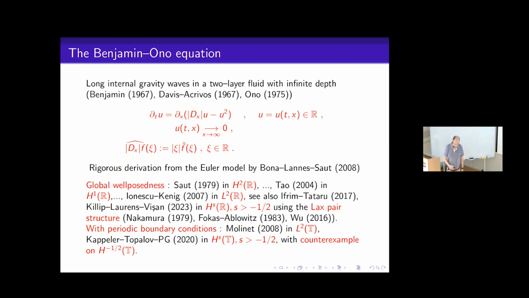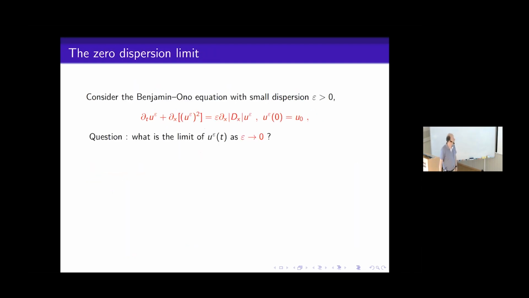I'm going to talk about another problem, which is the problem of small dispersion limit. So I just take the same equation. I put this ∂x(u²) in the left-hand side. So this looks like the beginning of the Burgers-Hopf equation. And I put an epsilon in front of the dispersive operator.